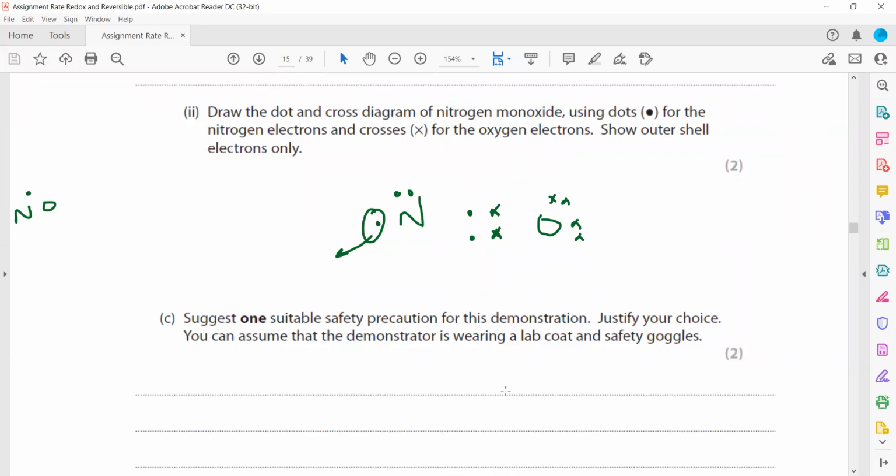Suggest a suitable safety precaution. So what is the safety precaution for NO? NO is a toxic gas, and chromium(III) oxide is also toxic. So we should use a fume cupboard, or wear safety goggles, or similar in the case of chromium oxide. So these are some questions related to the topic.